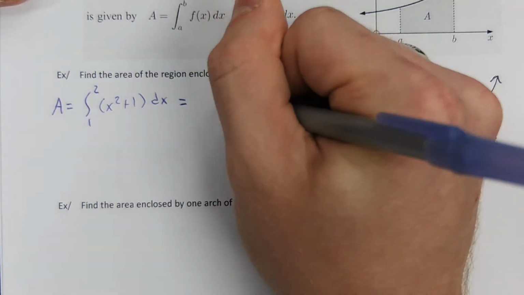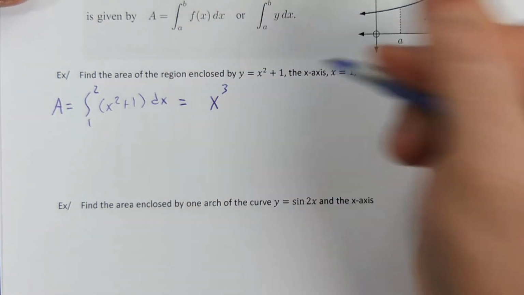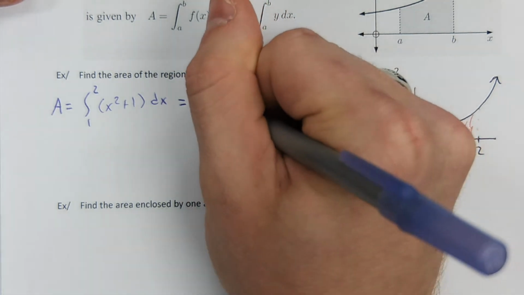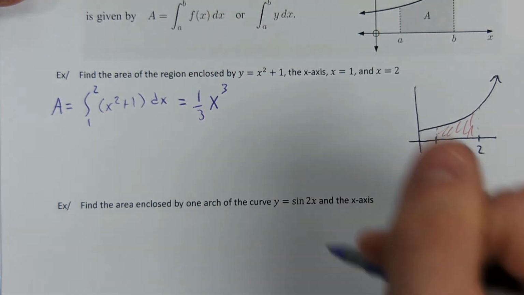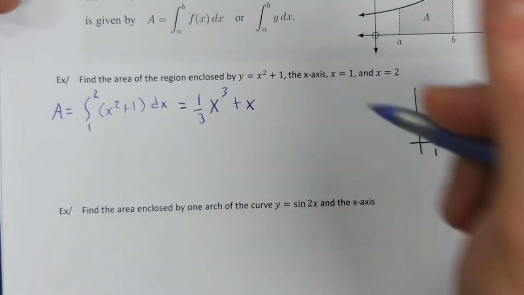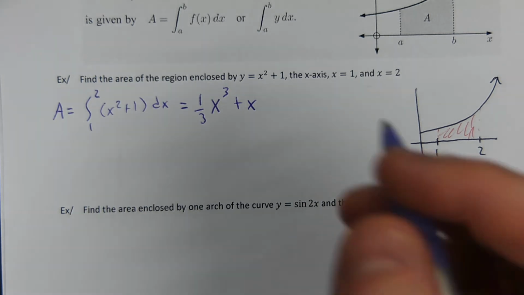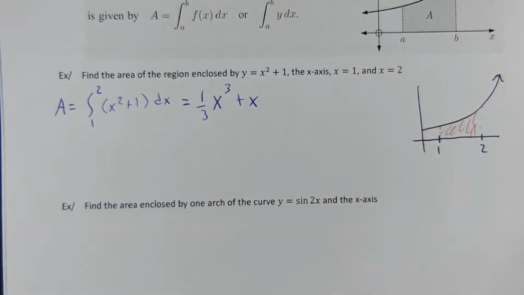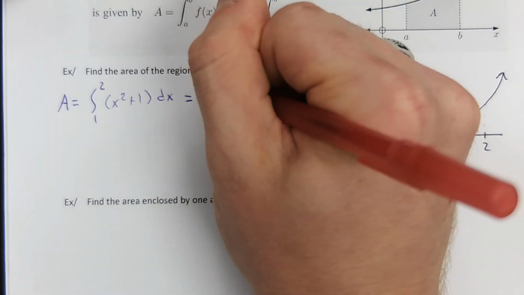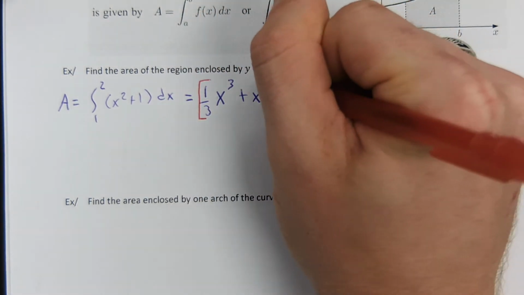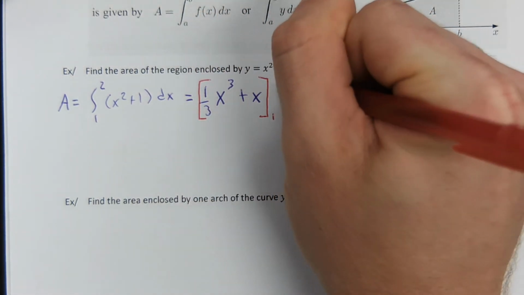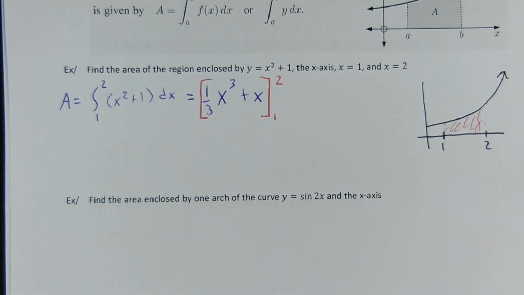X squared, we bump the exponent up by 1 and put the reciprocal of its new exponent on front, and then just plus x. Now we don't have a plus c because this is a definite integral, meaning we have a beginning and an end. We would be evaluating this, and I'll even change colors for this, from 1 to 2. The way that works is we plug in 2, and then we subtract us plugging in 1. It's always end minus beginning.